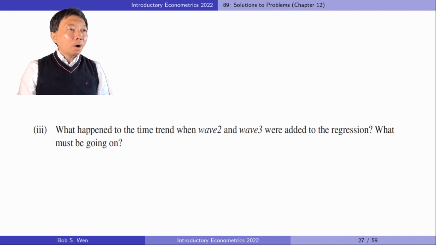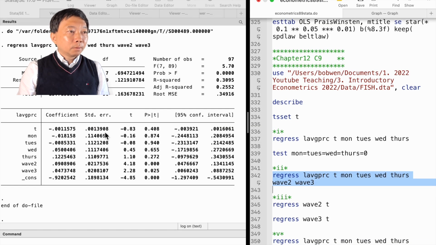Part 3. What happened to the time trend when wave 2 and wave 3 were added to the regression? What must be going on? The time trend becomes statistically insignificant after adding the two wave variables.